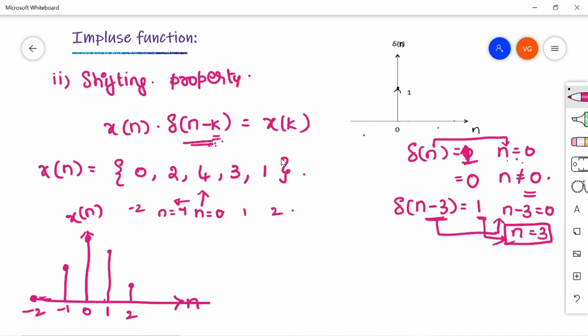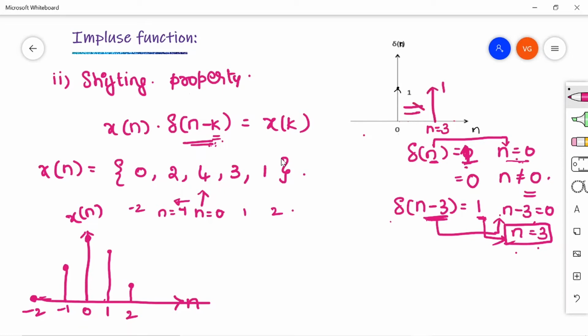Del of n is equal to 1 at n is equal to 0. What happens to your del of n minus 3? Del of n minus 3 is also equal to 1, but instead of n we have n minus 3 here. So you make it n minus 3 equal to 0 means at n is equal to 3. That is, the same del of n is shifted to n is equal to 3 with amplitude 1.